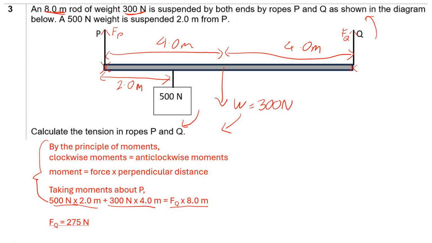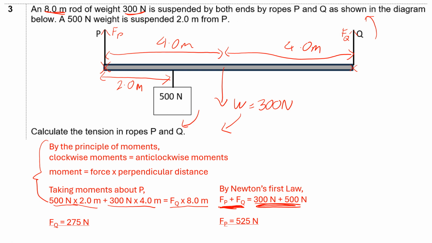And that easier method is to use Newton's first law. Because the rod is suspended, it is at rest, it is at equilibrium. Our sum of upward forces and downward forces are going to be equal. So for upward forces, you see over here, Fp plus Fq, and our downward forces, 300 and 500 newtons. So these are going to be balanced. Therefore, again doing the math, Fp is going to end up with 525 newtons.